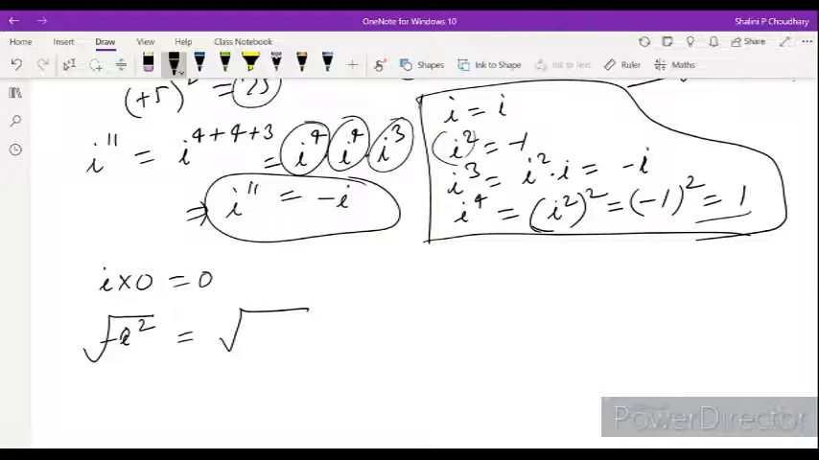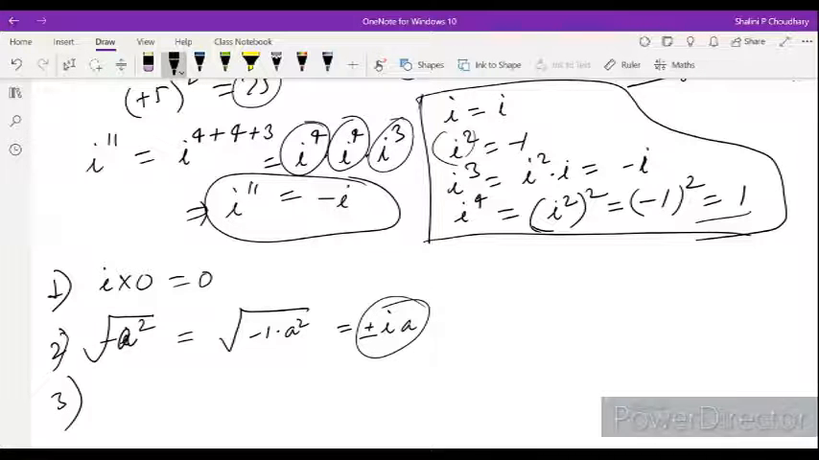Minus a square, if we are taking, it means the square root of minus a square will be root of minus 1 into a square. So minus 1 ka square root kya hoga? That will be i, and a ka square root will be plus minus a. So this value we will get, so this is property number 1.